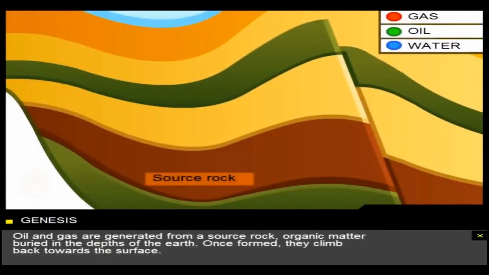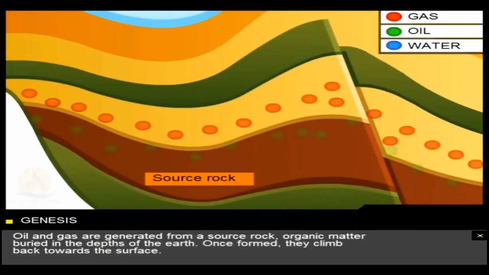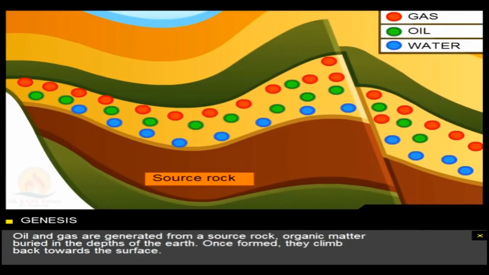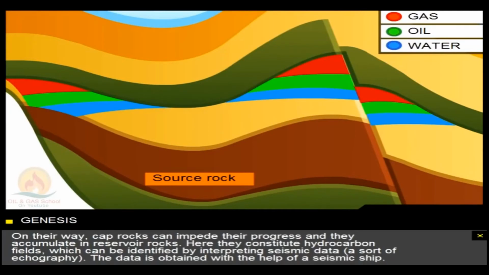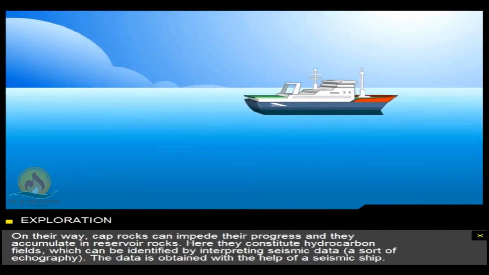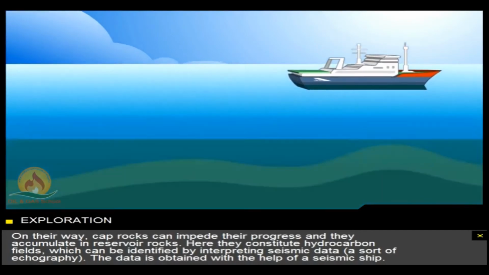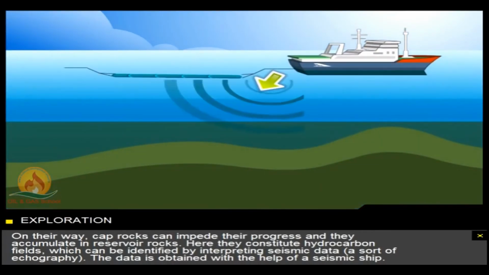Oil and gas are generated from a source rock, organic matter buried in the depths of the earth. Once formed, they climb back towards the surface. On their way, cap rocks can impede their progress, and they accumulate in reservoir rocks. Here they constitute hydrocarbon fields, which can be identified by interpreting seismic data, a sort of echography. The data is obtained with the help of a seismic ship.